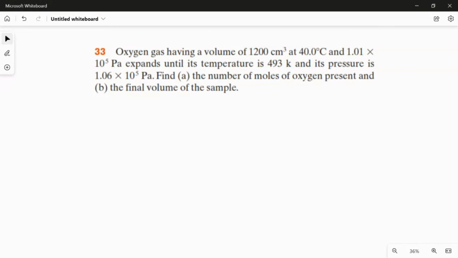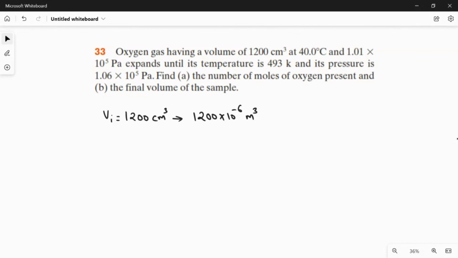Here there are two pieces of information, because two pressures are given. Initially, the pressure is 1.01 × 10⁵ Pascal, but after it expands, its pressure changes. So we have to work very carefully. Clear? Okay. First of all, I'm going to write what is given in the question. It's the oxygen gas and its volume is given. The initial volume of the oxygen gas is Vi, which takes the value of 1200 cm³. If you convert it to meter cube, it is 1200 × 10⁻⁶ m³.